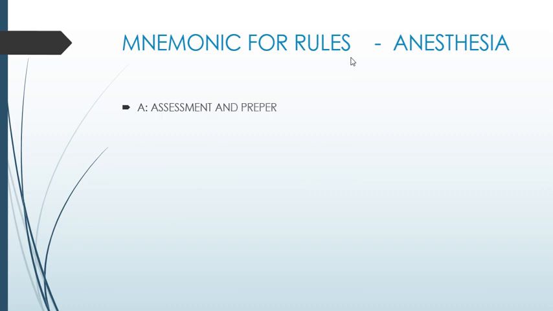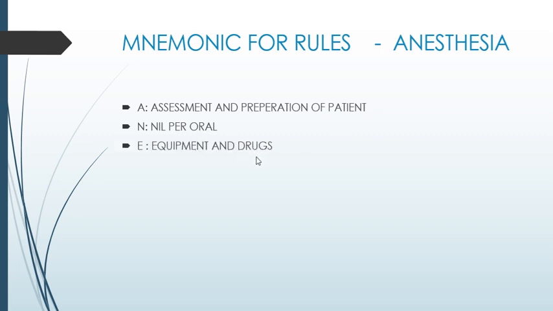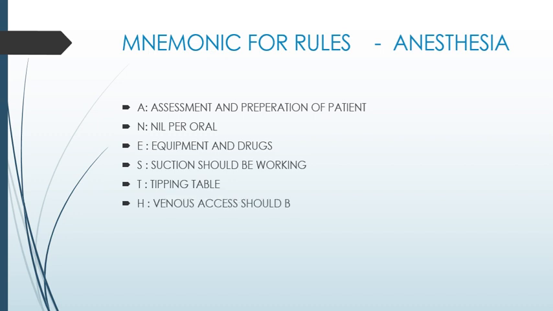So here is a mnemonic for these rules, so you can easily remember them. A stands for assessment and preparation of the patient. N stands for nil per oral. E stands for equipment and drugs. S stands for suction should be working. T stands for tipping table. H stands for venous access should be available, or you can say have a vein open.